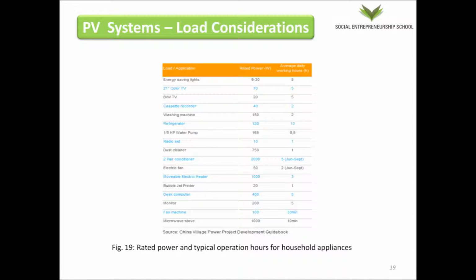This slide contains a table of commonly used appliances and their power requirements. This provides useful information for sizing a PV system.